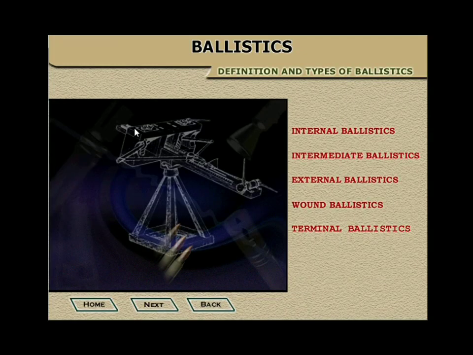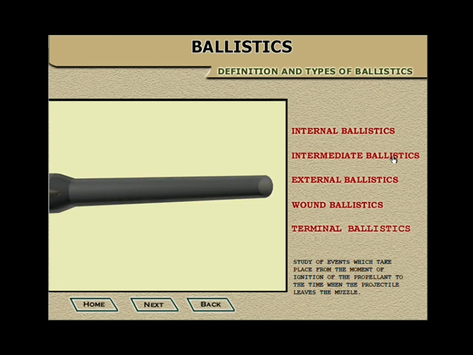Part 1, definitions and types of ballistics. Definitions of various types of ballistics will be covered in this part. Internal ballistics: study of events which take place from the moment of ignition of the propellant to the time when the projectile leaves the muzzle, or the rocket reaches all burned position during flight.